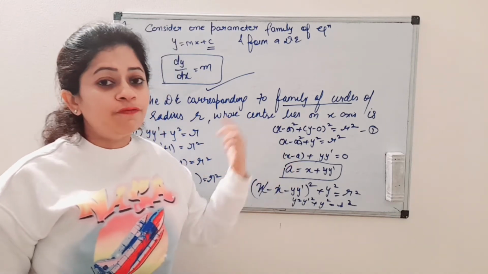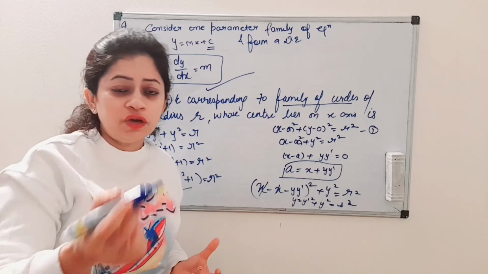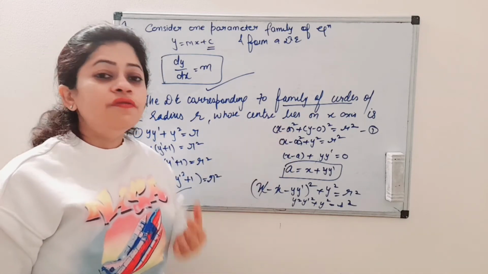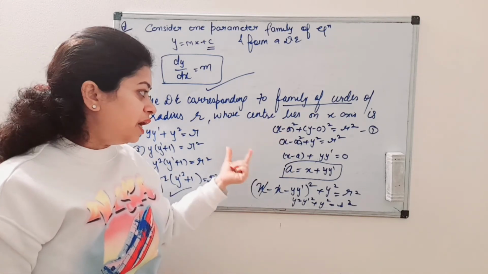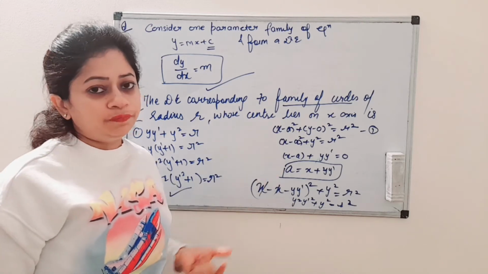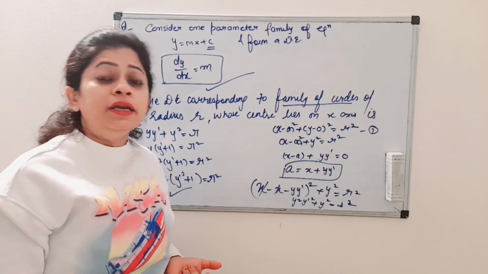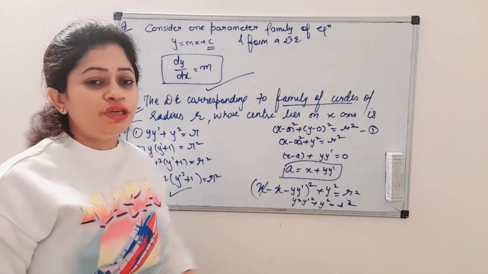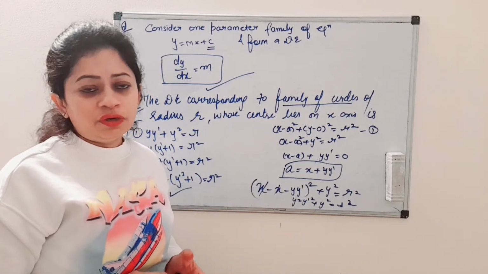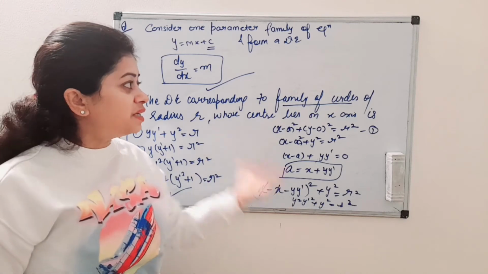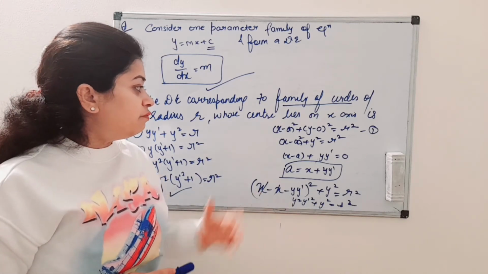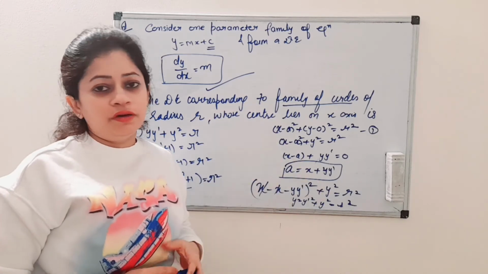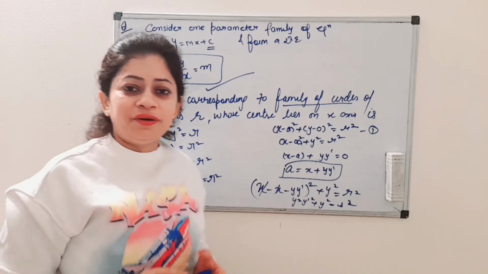So this is how we do the examples. This is how we form the differential equations with the family of curves, when we have arbitrary constants, and that depends on the number of arbitrary constants. If you have more arbitrary constants, you need to differentiate it more times. Okay, so we will come to the next example and see if we have more than one arbitrary constant. Okay, so let's come to that now.